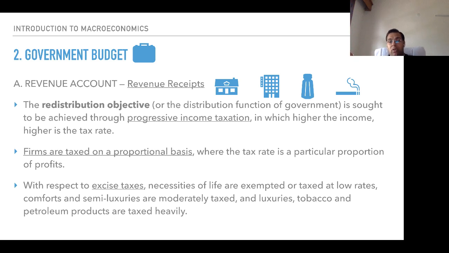It is not the same concept with tobacco or liquor, but tobacco is something that the government is trying to discourage, so it increases the taxation rate on tobacco. Same goes with liquor. Petroleum products are also taxed heavily. In fact, petroleum is a state subject where state governments levy taxes, which is why the rate of petroleum differs from state to state, as you may have observed. This is called the redistribution objective.